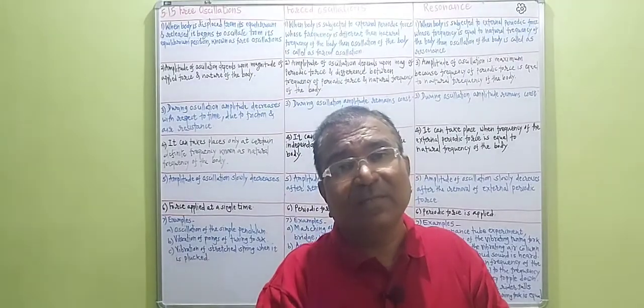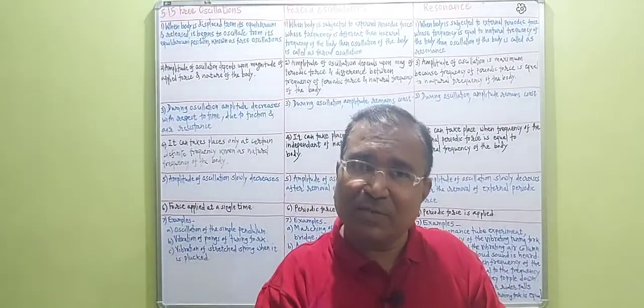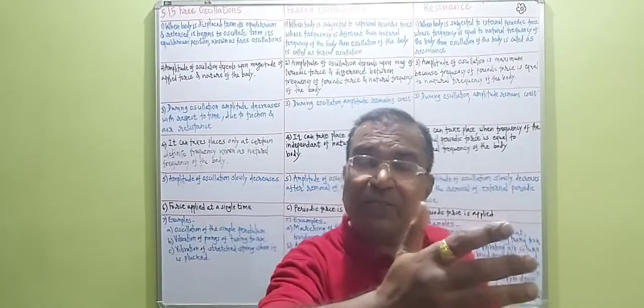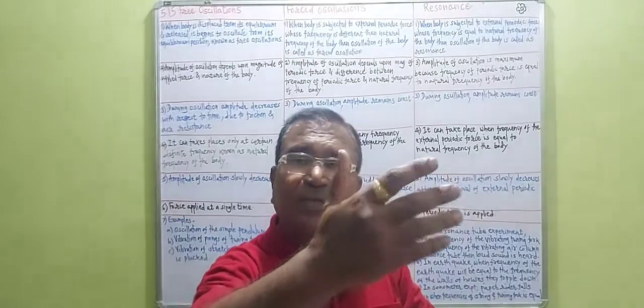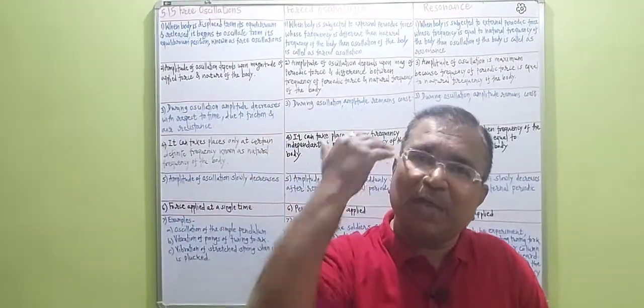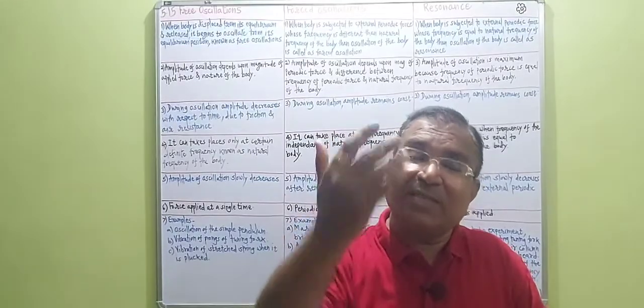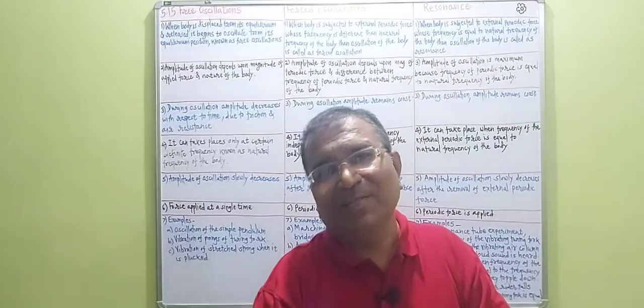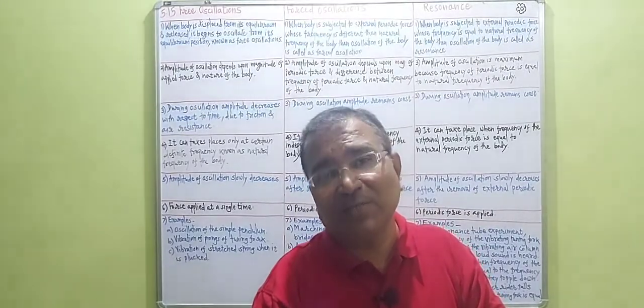Earthquake is a good example of resonance. When the frequency of the earthquake matches the frequency of the walls of the houses, the walls vibrate with maximum amplitude, and as soon as they vibrate with maximum amplitude, they topple down. So this is a good example of resonance.